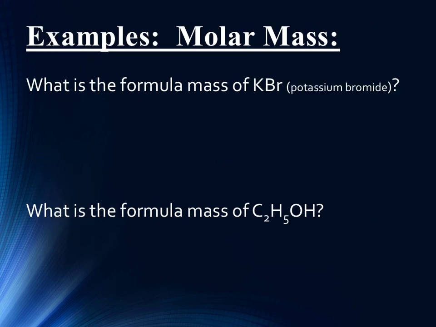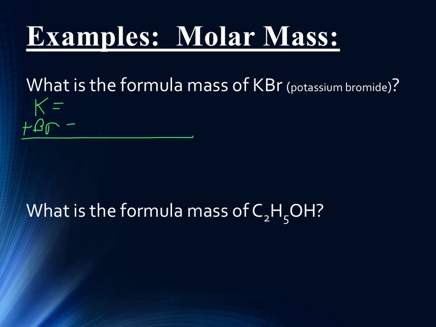So let's do some fancy examples here of molar mass. And we're going to start off with a nice easy one again, just like we did for formula mass. Instead of using sodium chloride, we are going to bump each of those elements down a row on the periodic table, and we're going to go with potassium bromide, or KBr. Potassium bromide. Now we have 1 K plus 1 Br.